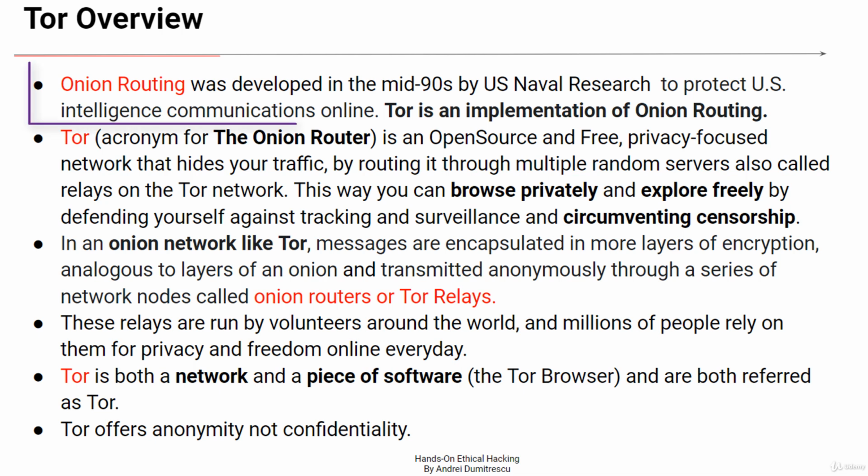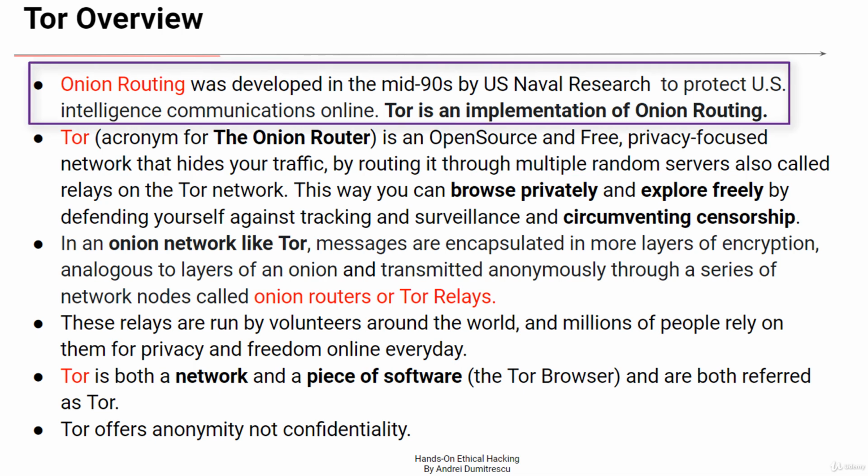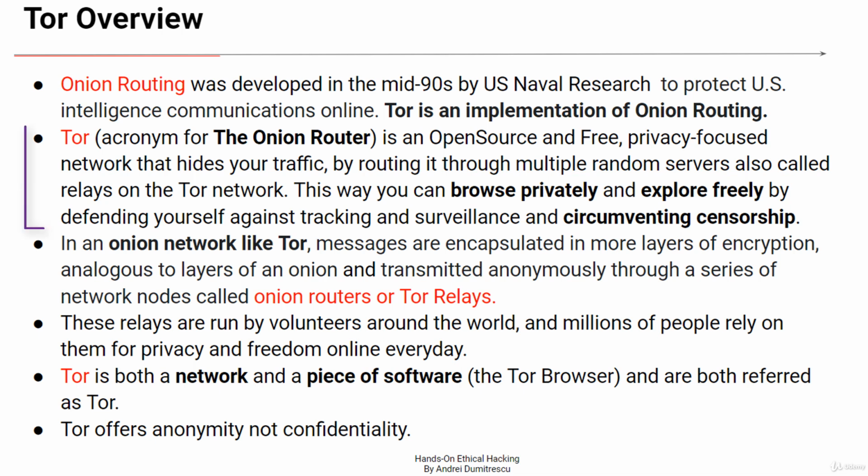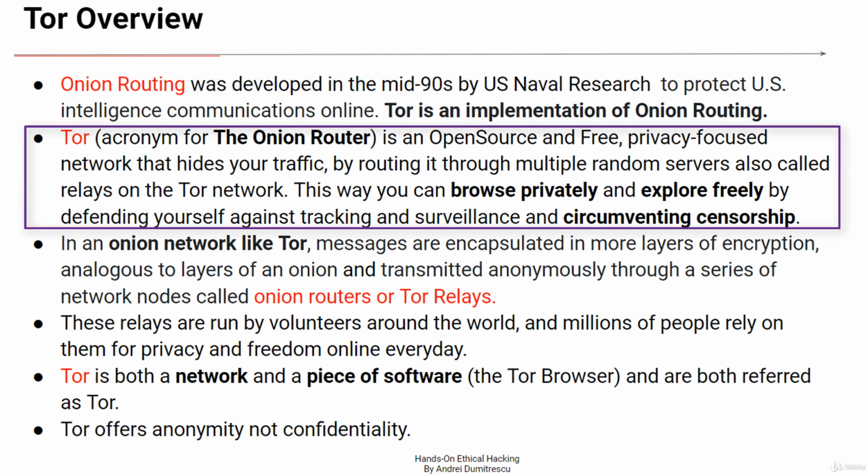In this lecture, we'll start discussing onion routing, which was developed in the mid-90s by US naval research to protect US intelligence communications online. Tor, which is an acronym for the Onion Router, is a particular implementation of onion routing and is an open source, free and privacy-focused network that hides your traffic by routing it through multiple random servers, also called relays, on the Tor network. This way, you can browse privately and explore freely by defending yourself against tracking and surveillance and circumventing censorship.